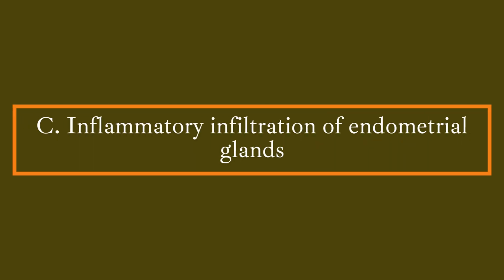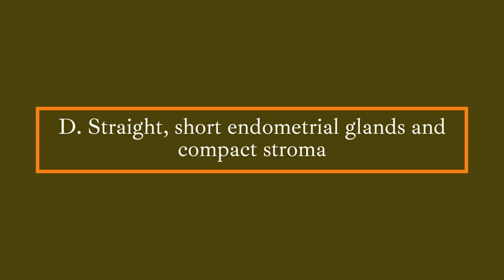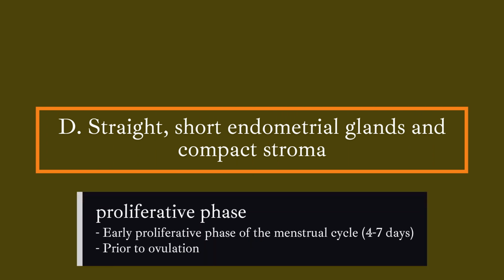Choice C cannot be the answer because inflammatory infiltration of endometrial glands suggests endometritis, an infection of the uterine decidua. Endometritis is not associated with abnormal β-hCG levels. Choice D cannot be the answer because straight, short endometrial glands with compact stroma are found in the early proliferative phase of the menstrual cycle, which is 4 to 7 days following menses, prior to ovulation.